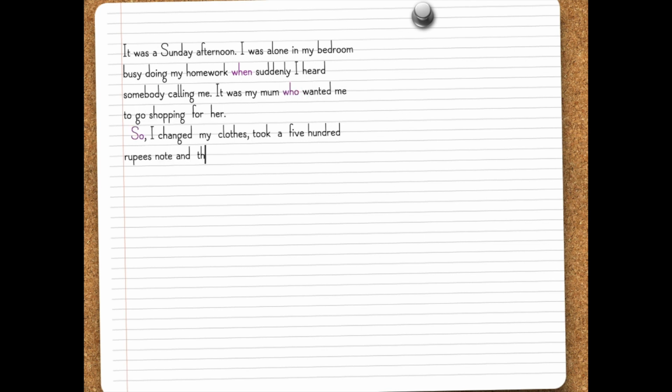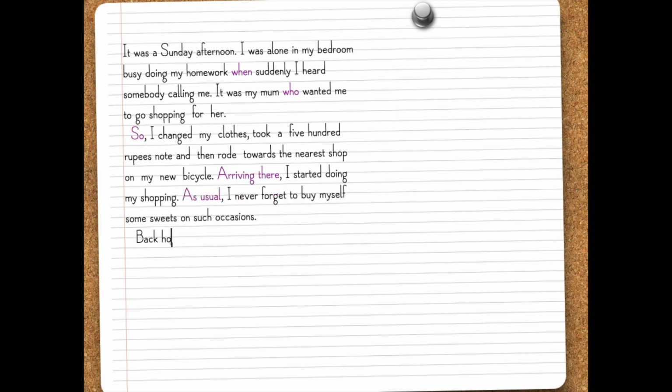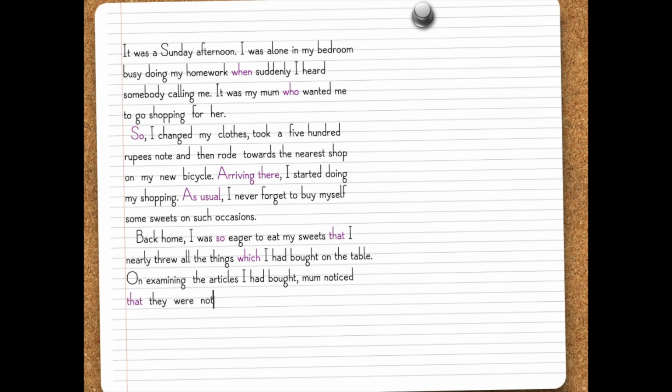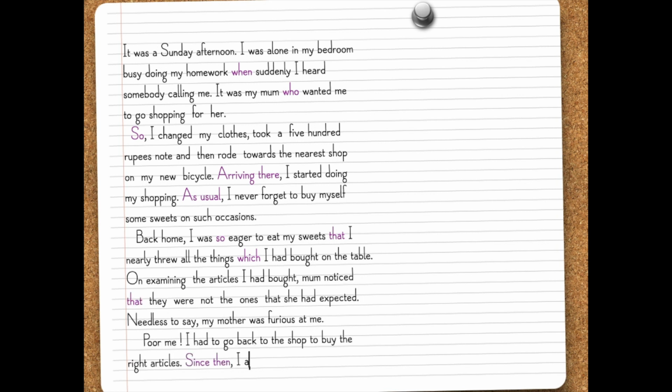Here is another model composition. In this sample, linking words can be easily identified. These are words such as when, who, so, as usual, since then, which, as you can see, act like a glue to create fluidity in the text.